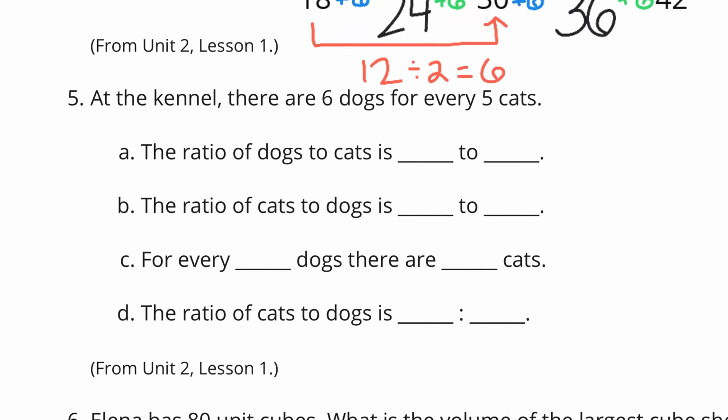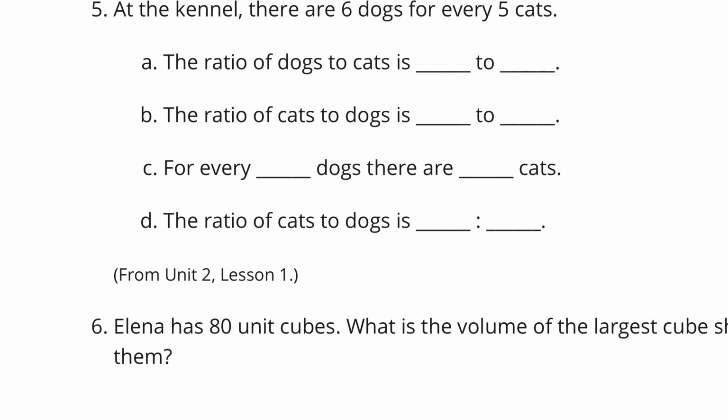Problem 5. At the kennel, there are 6 dogs for every 5 cats. The ratio of dogs to cats is, well, dogs is 6, cats is 5. Cats to dogs, 5 cats, 6 dogs. Order matters. For every 6 dogs, there are 5 cats, and the ratio of cats, 5, to dogs, 6. Pay attention to the order.